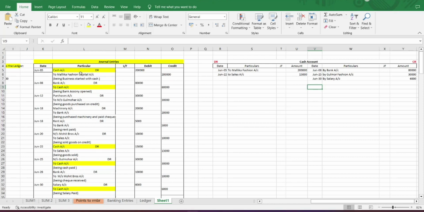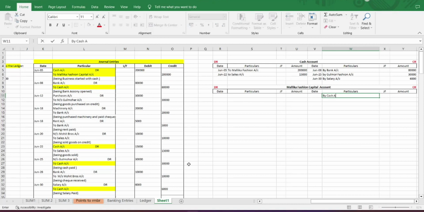Next, let us prepare Malika Fashion Capital Account now. Here it is credited. Malika Fashion account is credited by which account? By cash account for rupees 2 lakh dated on June 5. Correct? We have no other transaction for Malika Fashion Capital. So this account is done.